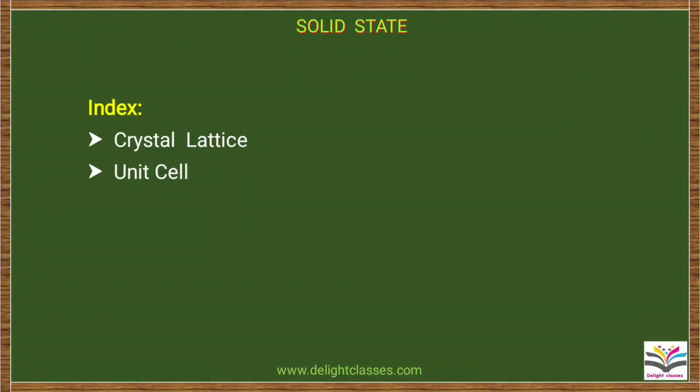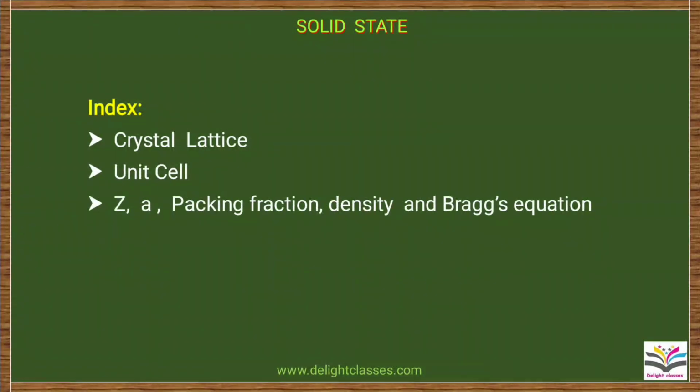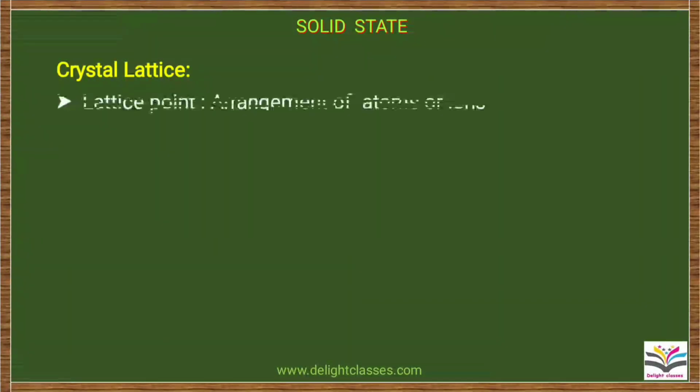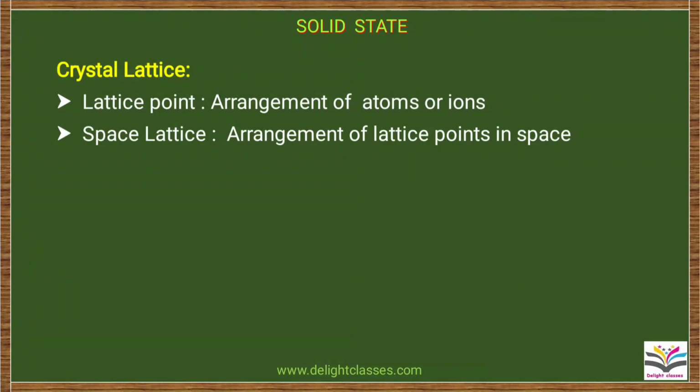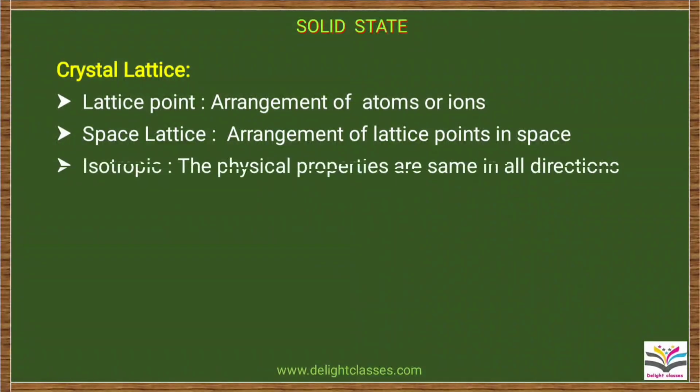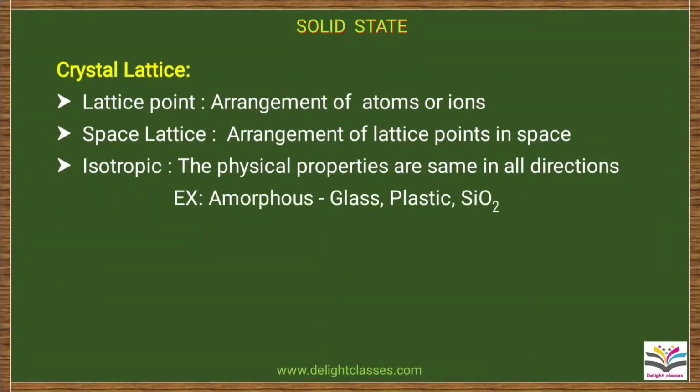Crystal lattice, unit cell, Z, packing fraction, density and Bragg's equation, voids, radius ratio, and defects. Lattice point: arrangement of atoms or ions. Space lattice: arrangement of lattice points in space. Isotropic: the physical properties are the same in all directions.